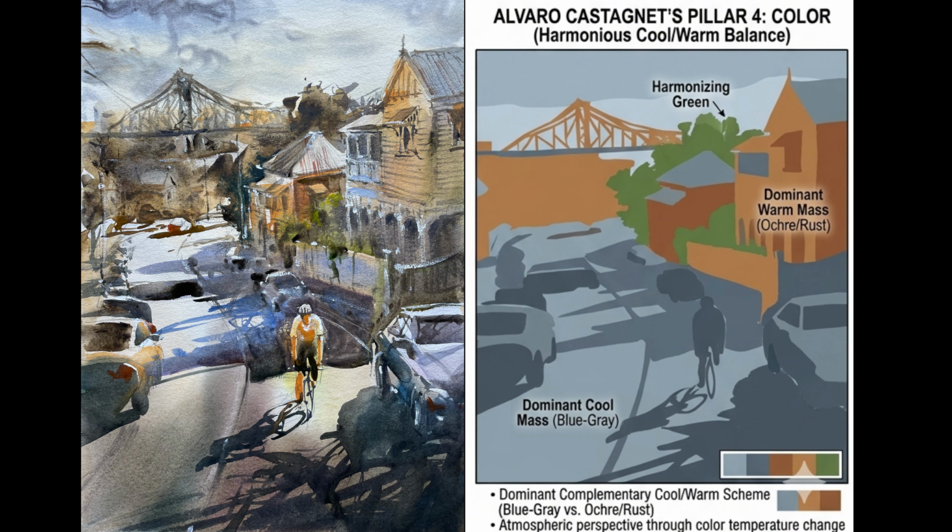of the afternoon. Dominant cool mass, blue-gray washes fill the street, shadows, and foreground, balancing and cooling the scene. Harmonizing green, touches of green in the foliage bridge the warm and cool passages, unifying the palette. Color temperature change, warm buildings, cool street, creates atmospheric perspective without a single line of detail.